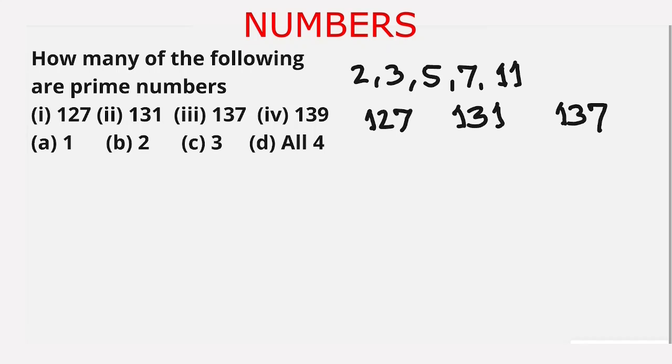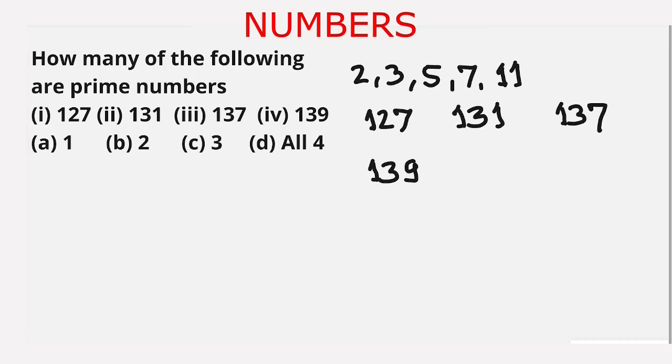Now the next number is 139. This number is also not divisible by 2, 3 and 5, as the sum of the digits 1 plus 3 is 4, and 9, 13, is not divisible by 3. Therefore this number is not divisible by 3. As this is an odd number, it is not divisible by 2, and the ones place is not 0 or 5, so it is not divisible by 5.